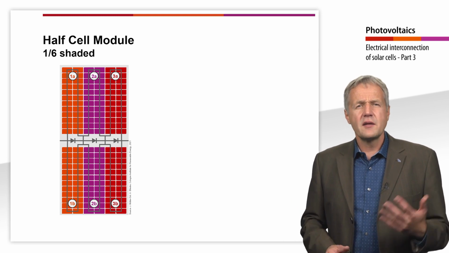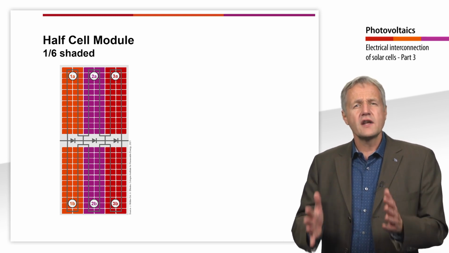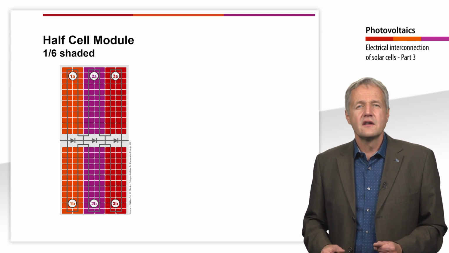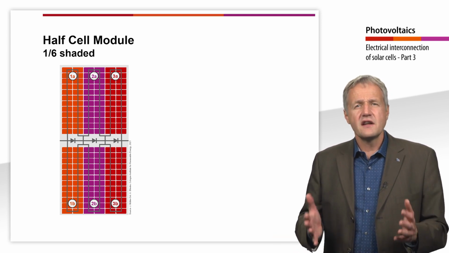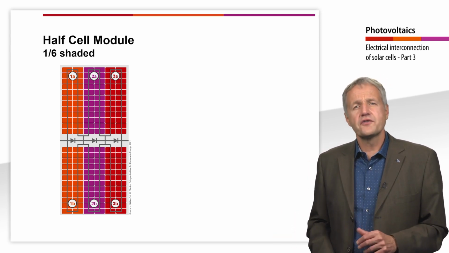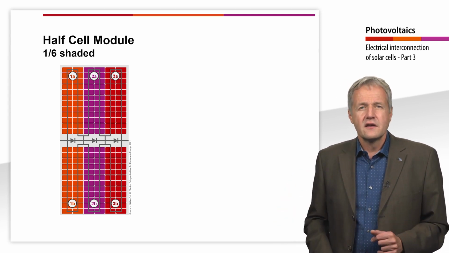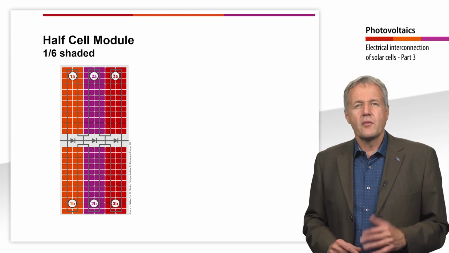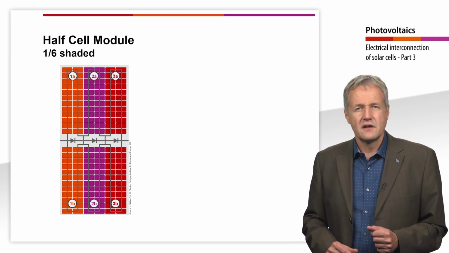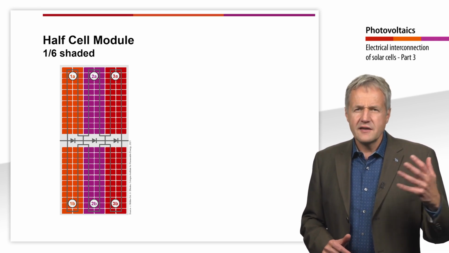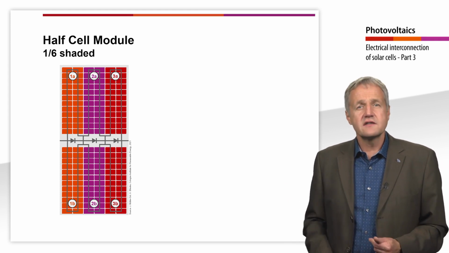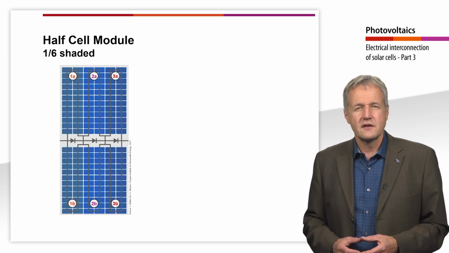Since the current in a bypassed string is only half as high, the power dissipation in the shaded cells is also reduced. As a result, they heat up less and module degradation over the module lifetime decreases. Let's take a look at what other advantages the half cell technology brings.